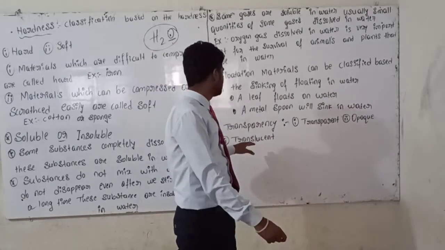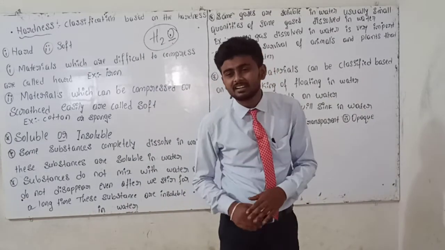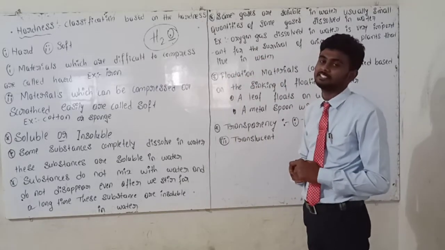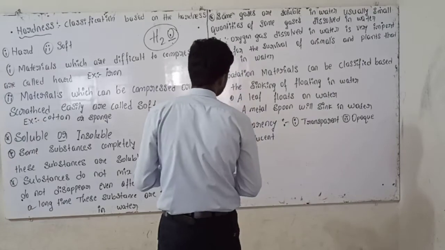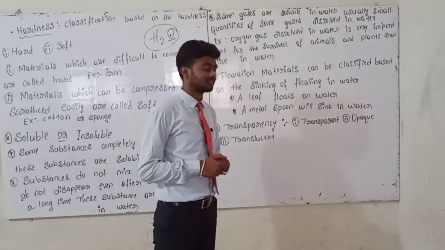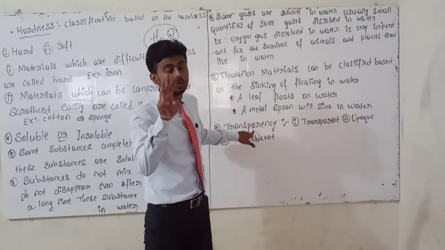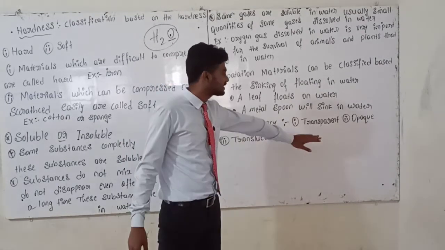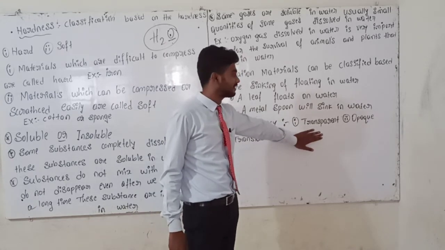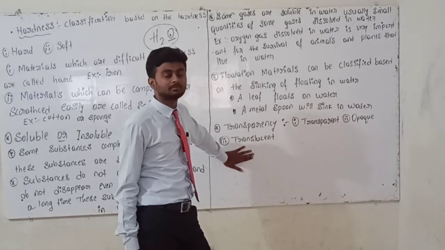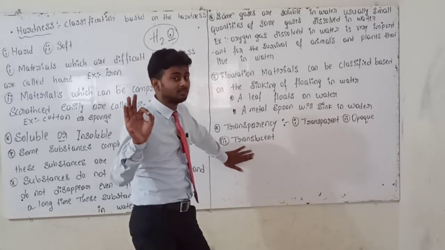Understand? Okay. Next one is a very important concept in science. That is transparency. The transparency can be divided into three types, which means three groups. One is the transparent materials, another one is the opaque materials, the third one is translucent materials. Don't confuse that.